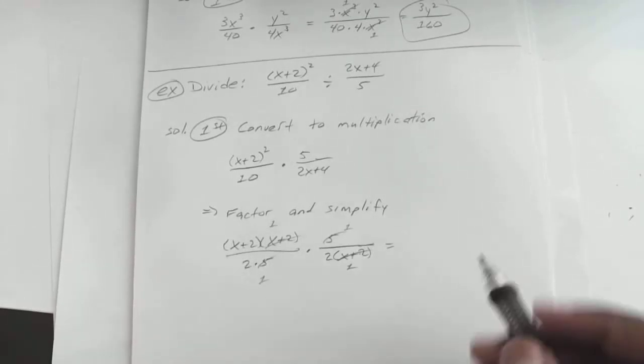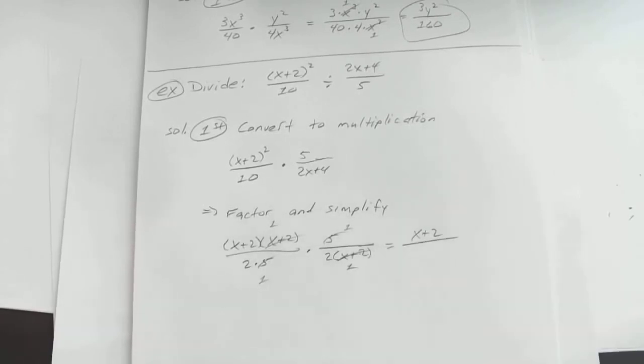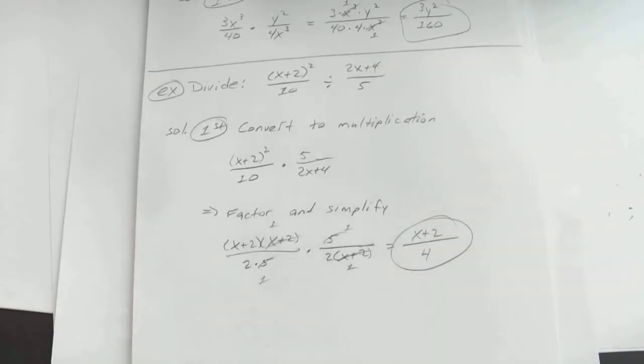All right, so we have our x plus 2. Everything else canceled out. And here we have 2 times 2, which is just 2, well, 4. And that's our final answer. All right, any questions on that one? All right, I'll leave that up for a few more seconds.